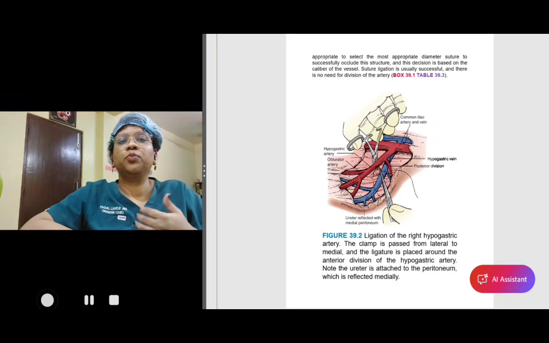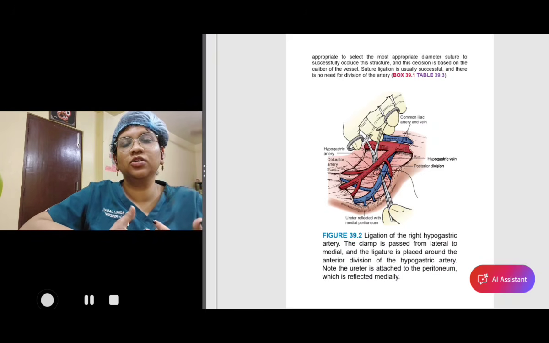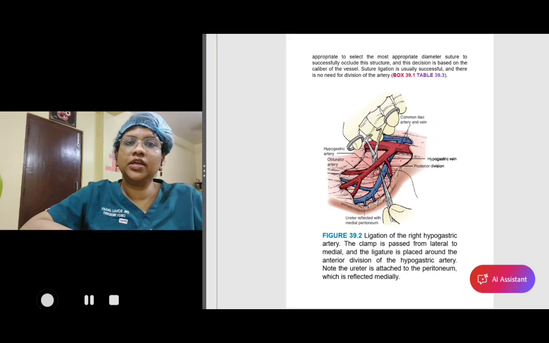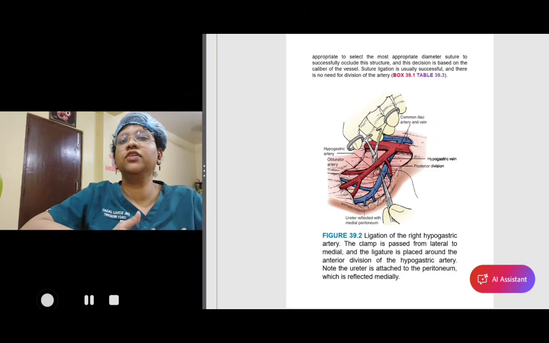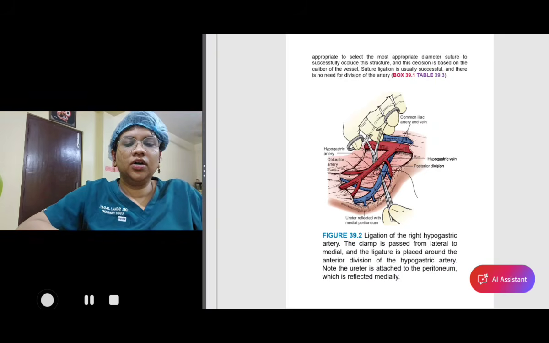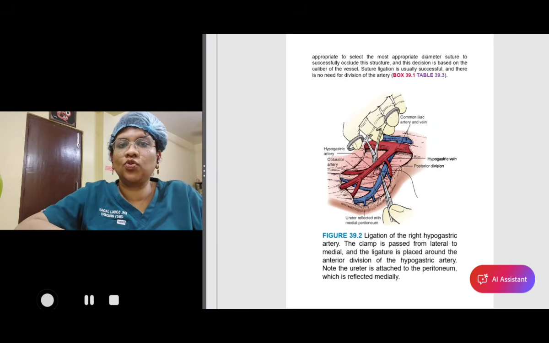The reason being that the posterior division supplies mainly the gluteus muscles. So in case you ligate the posterior division, the patient post-operatively will complain of gluteal ischemia and pain in the buttock region, and it can lead to buttock claudication also. So after that, we should understand what are the branches of each division. So as I told, it gives rise to an anterior division and a posterior division.